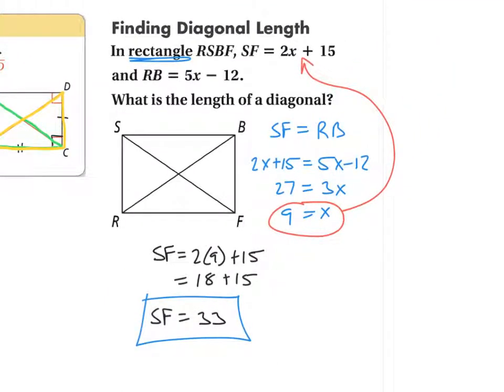Questions? Now, somebody might ask, well, I didn't want to plug into SF. I plugged into RB. Does that matter? No. Why not? Because the diagonals are congruent. They're the same length. Okay?